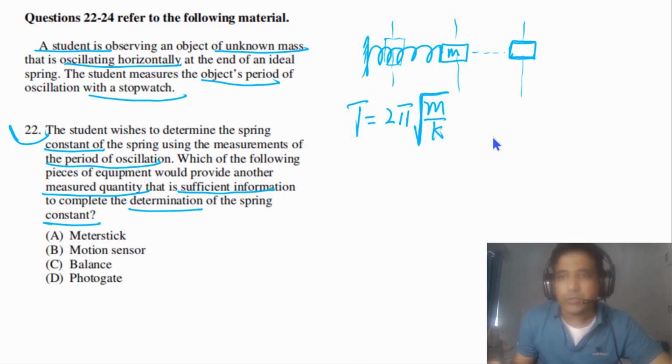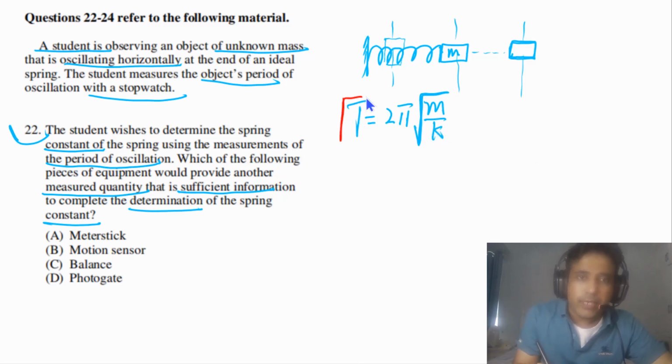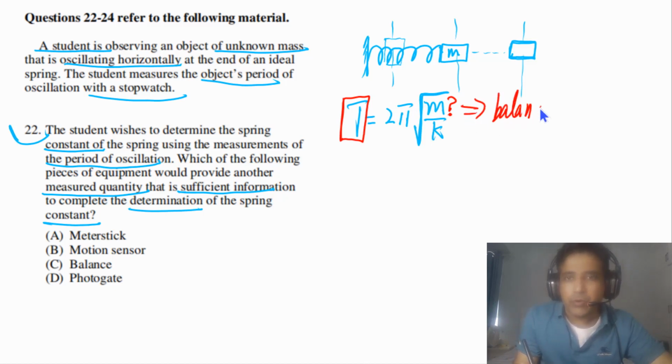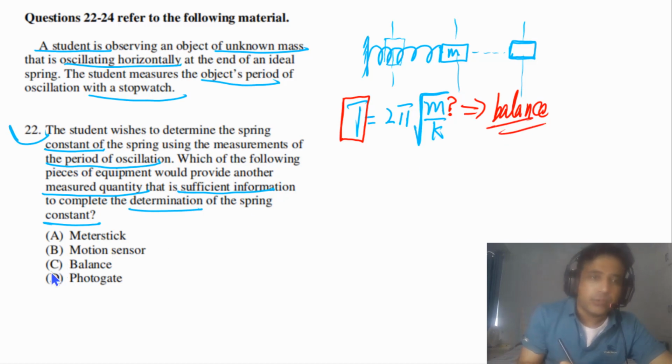So if we need to determine the spring constant and we have this quantity already, then we simply need m, and to measure m we need a balance. So we can measure m with the help of a balance. So the answer for this question has to be C.